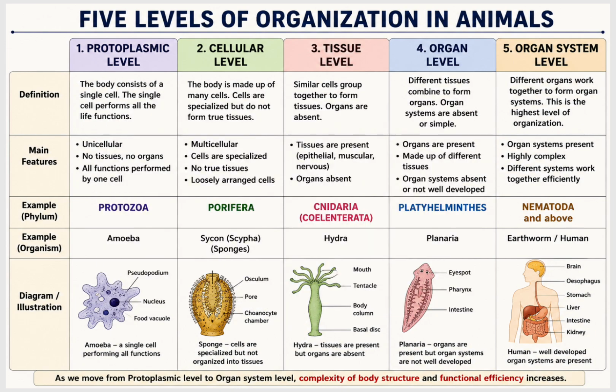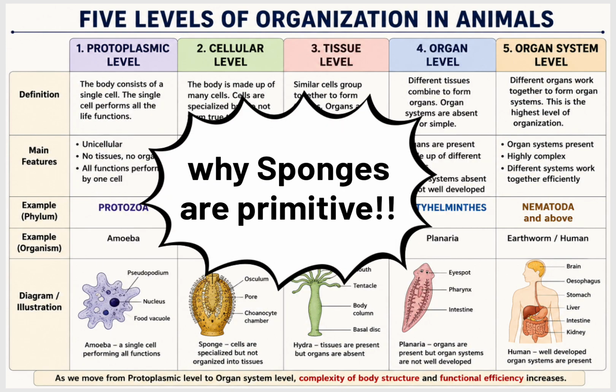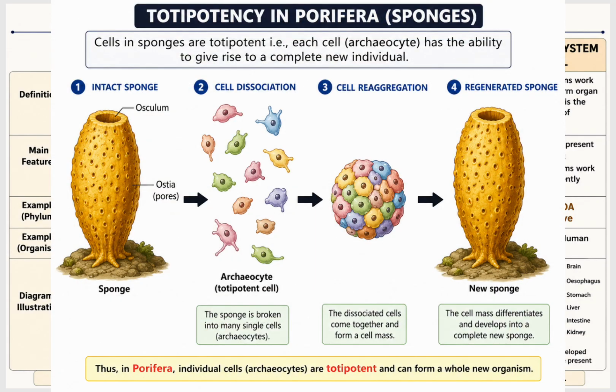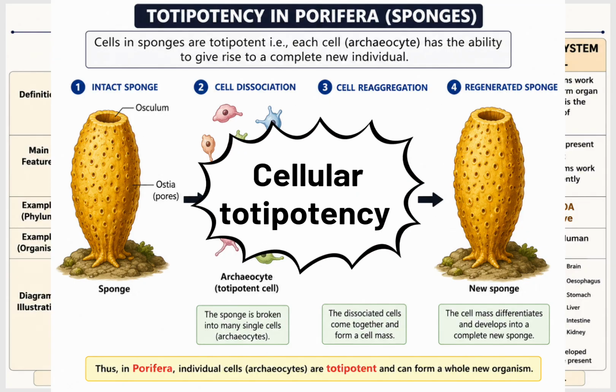You know why sponges are considered as primitive? Because if a sponge's body is broken into individual cells, many of those cells can reorganize and form a new sponge. So this ability is called cellular totipotency.